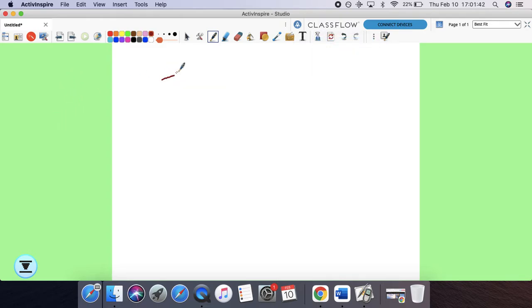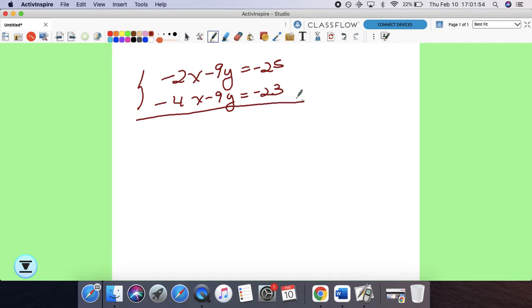5 is -2x minus 9y equals -25, and -4x minus 9y equals -23. So when you have two equations and both of them share the same coefficient, there's not much to do. The only thing you have to decide is whether you add or subtract. I told you in class, if they're the same, we want to subtract, right?